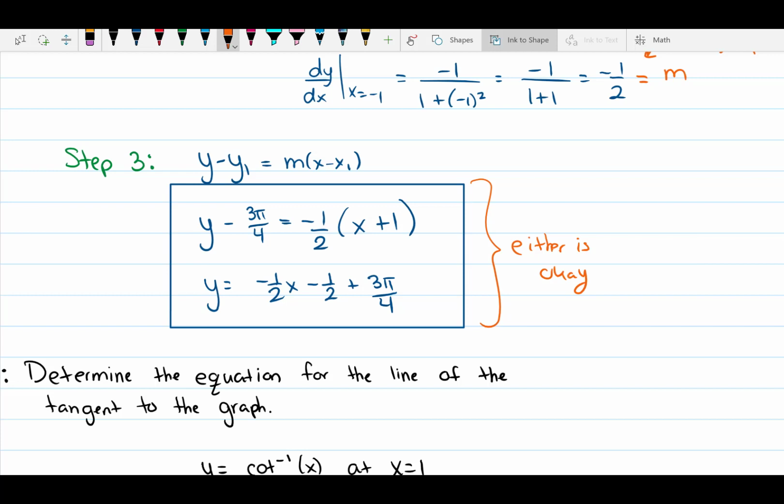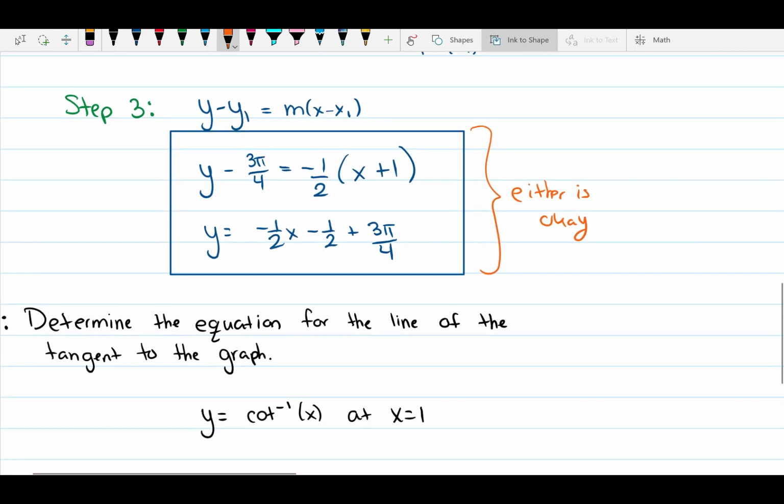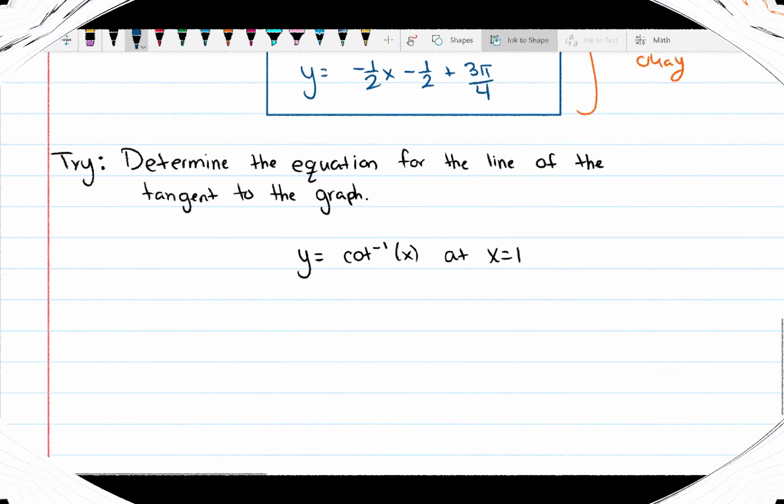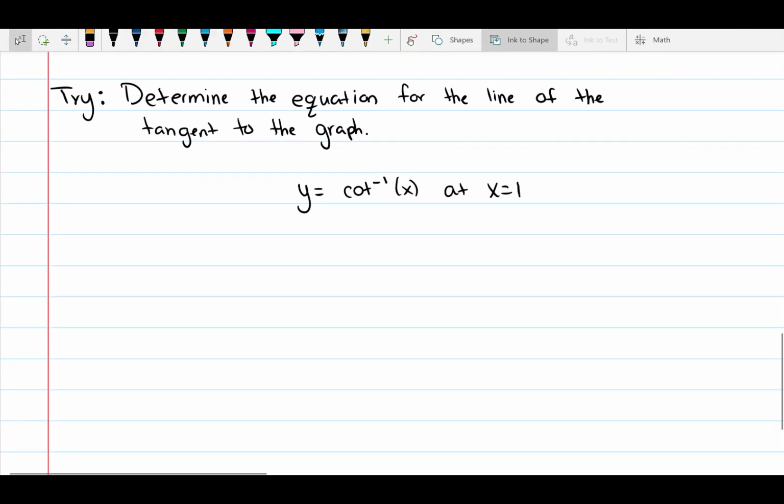For my quizzes online, I might set it up either way, so you have to be able to get both. Now I want you to determine the equation for the line tangent to this graph. It's very similar. The only difference is the x-coordinate. So I want you to try it on your own right now, and then push play when you're done. Alright, awesome. So you've worked it out. Let's make sure we all get the same thing.